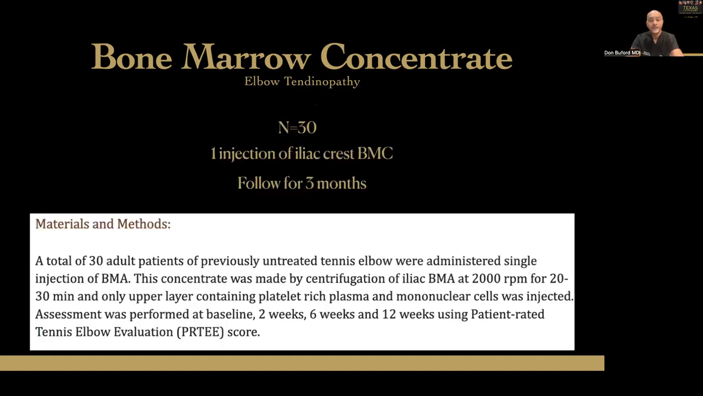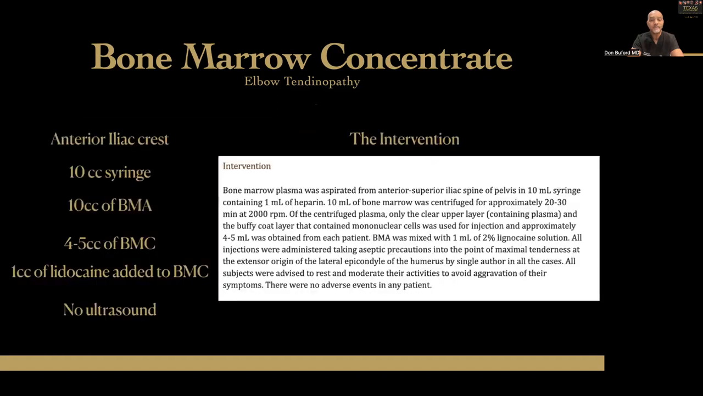This study's protocol is pretty simple. Let's take 30 patients, let's use iliac crest, and let's follow these patients for 3 months and see how they do from a single injection of bone marrow concentrate. Pretty simple. For the intervention, they used anterior iliac crest and 10 cc syringes, which is great. They drew 10 cc's of bone marrow, which, if you know me, I don't think that's great.